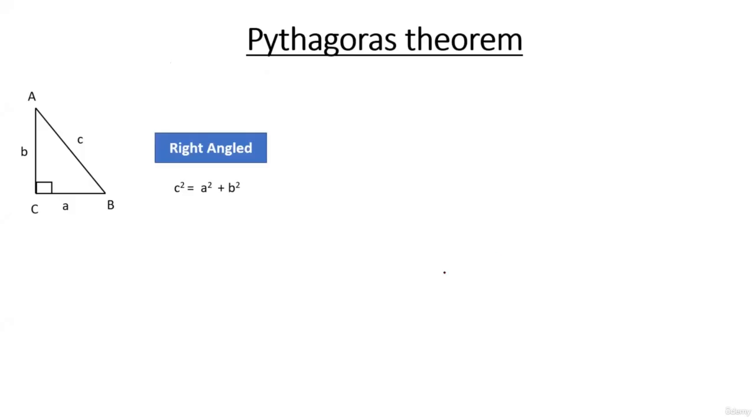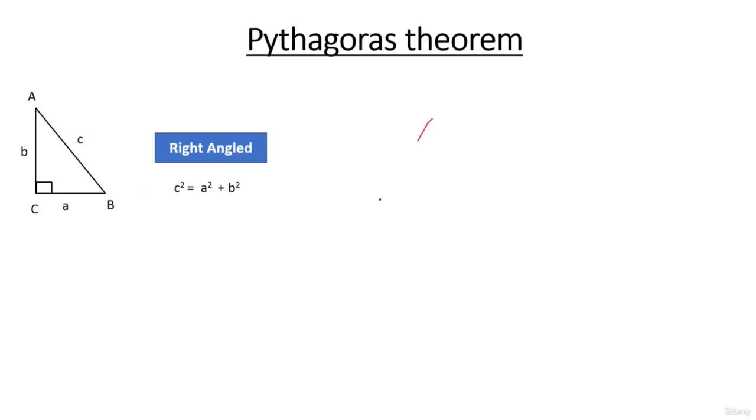We saw this in the previous class, guys. For any right angle triangle, if we have the perpendicular sides A, B, and the hypotenuse, the largest side opposite to 90 degrees, as C, then C square is equal to A square plus B square. This is the Pythagoras theorem. That means the square of the hypotenuse is the sum of the squares of the other two sides.